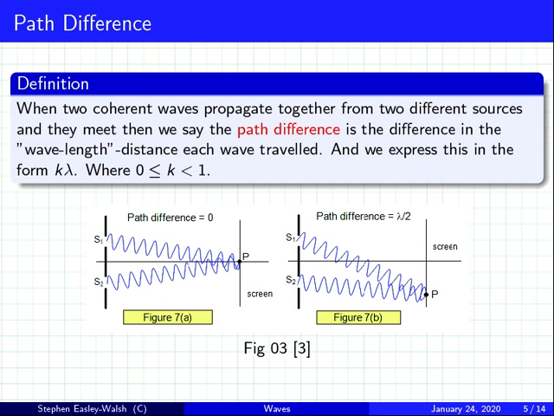Do you remember one application of path difference that I was talking about? The headphones. Yeah, something else though.